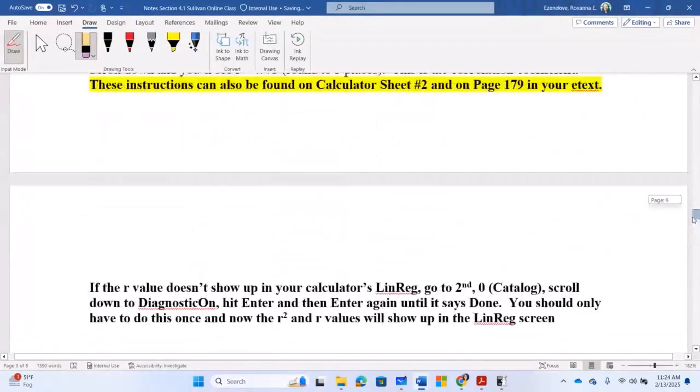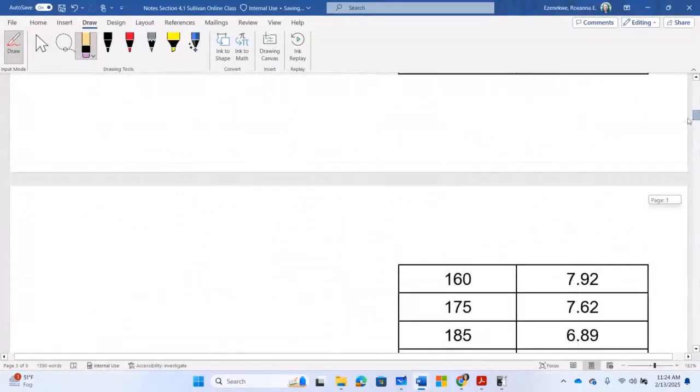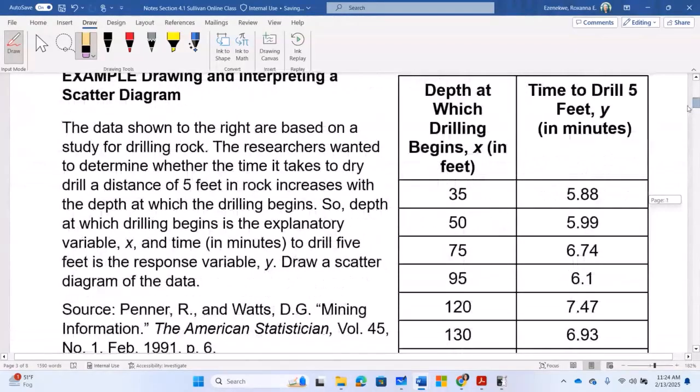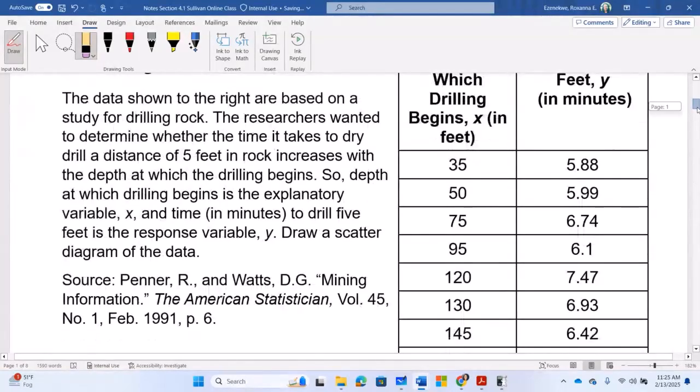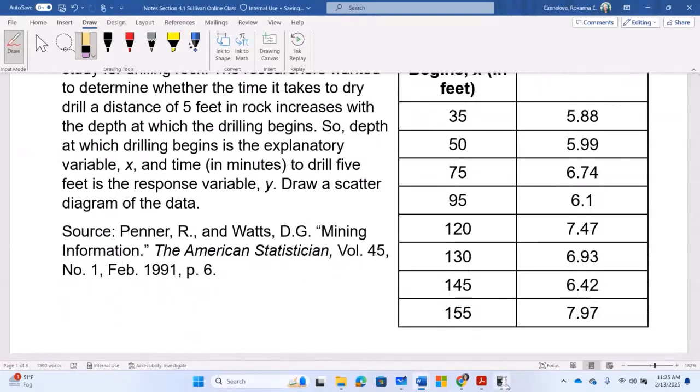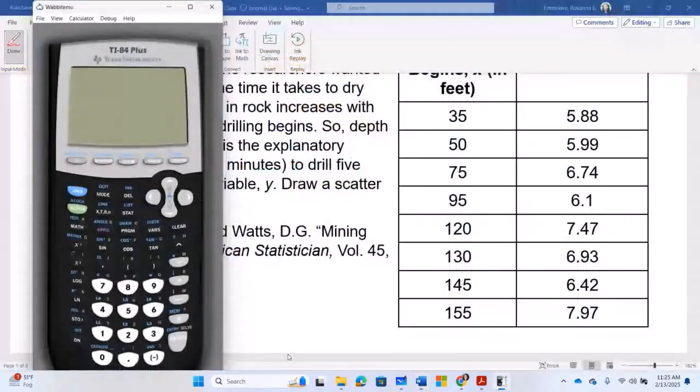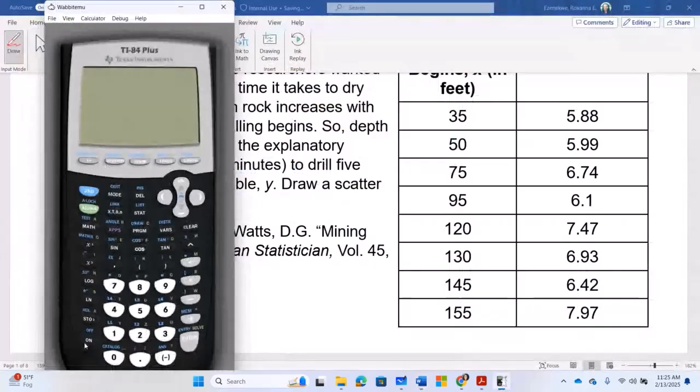Okay, so we're going to do an example. Let's do an example of linear relationship, linear correlation. This is the depth at which drilling begins. This is the time to drill. So the depth here is 35 feet, and the time to drill is 5.88. So we're going to put it in our calculator. Let me get my calculator, turn it on, and put this data in.